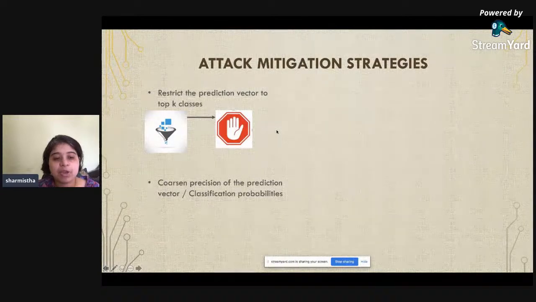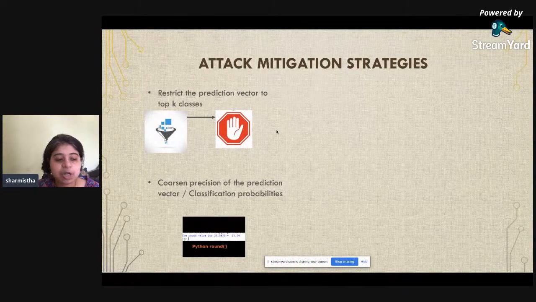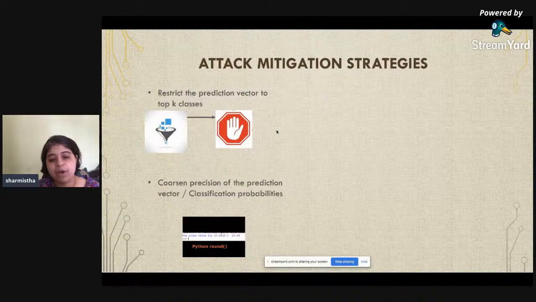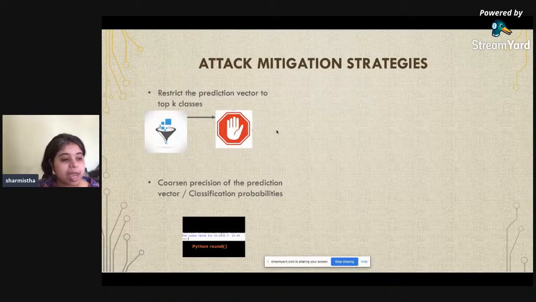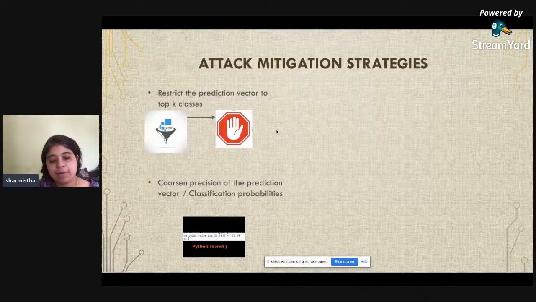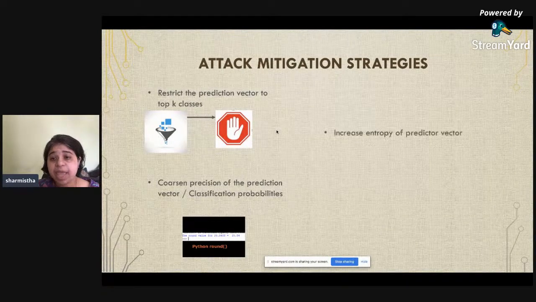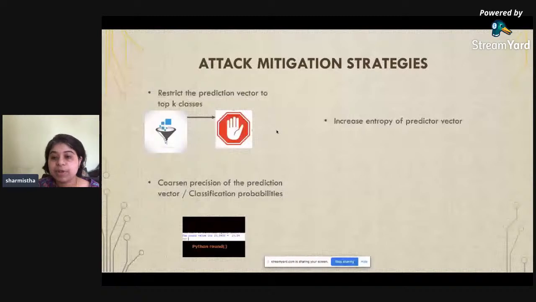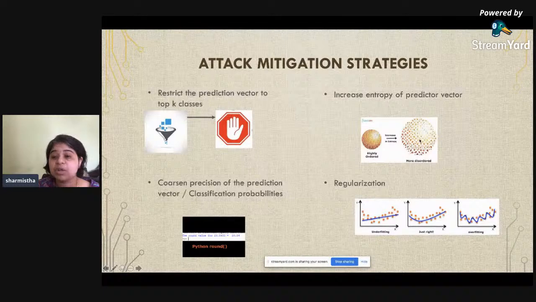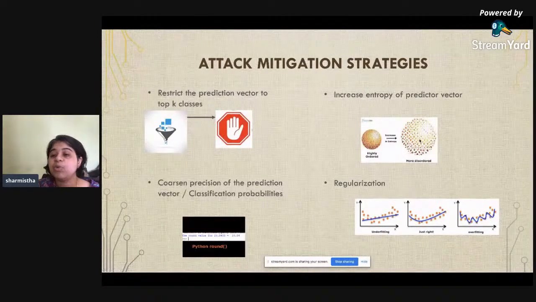Like you round it up. Suppose your logistic regression is giving you a prediction probability of 0.9999 something. You will give 0.9 or 0.677, so you round it up. Increase the entropy of the prediction vector. We know that entropy increases randomness of the system, so that is the objective. We have to increase the entropy of the data set. More disorder adds more randomness to the data set, which would make it difficult for the adversary to predict.